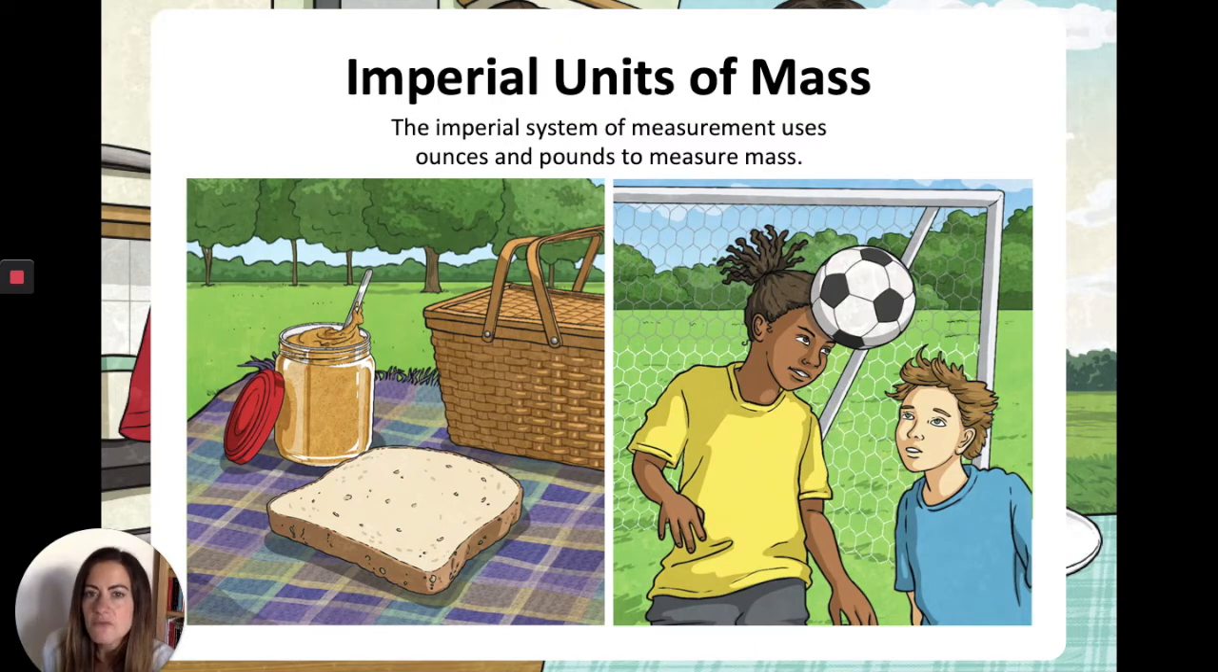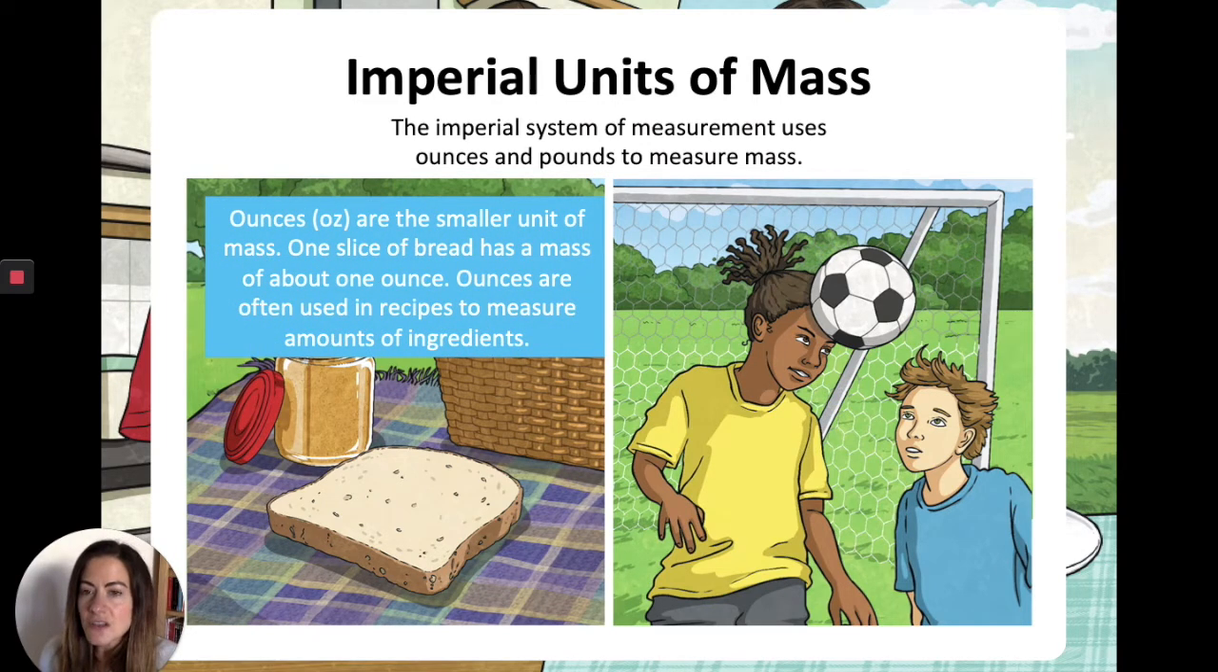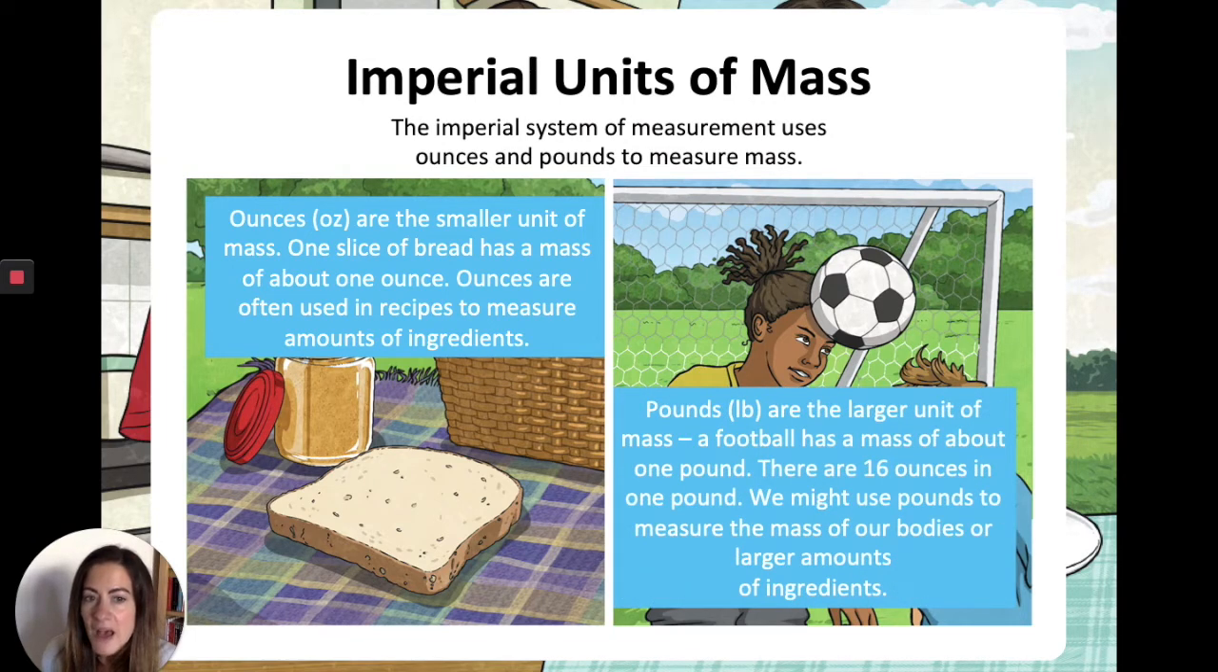The imperial system of measurement uses ounces and pounds to measure mass. Ounces are the smaller unit of mass. 1 slice of bread has a mass of about 1 ounce. Ounces are often used in recipes to measure the amount of ingredients. Pounds are the larger unit of mass. A football has a mass of about 1 pound. There are 16 ounces in 1 pound, so it's a bit like 16 slices of bread weigh the same as 1 football. We might use pounds to measure the mass of our bodies, or a larger amount of ingredients. So you might hear, like, a pound of butter, for example.